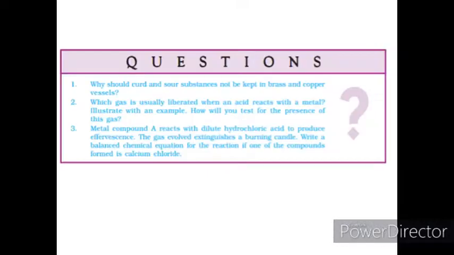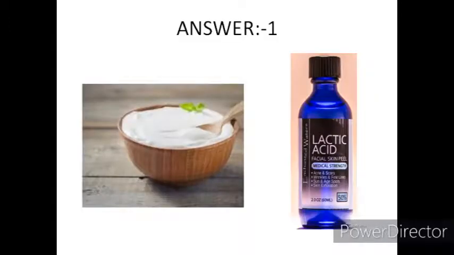So our first question is, why should curd and sour substances not be kept in brass and copper vessels? As we know, curd contains lactic acid. So when it is kept in brass or copper vessels, it reacts with them and forms poisonous or toxic elements, which may prove harmful for the human body. So they are not kept in metal containers.